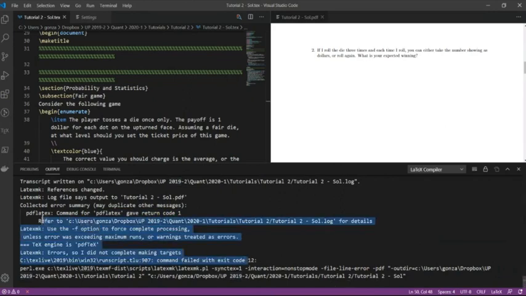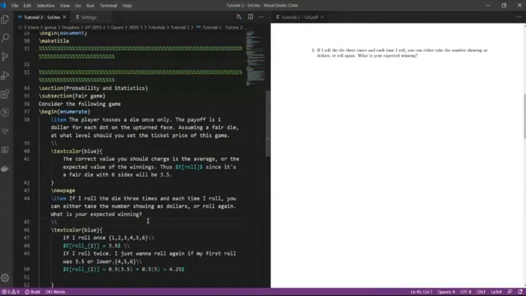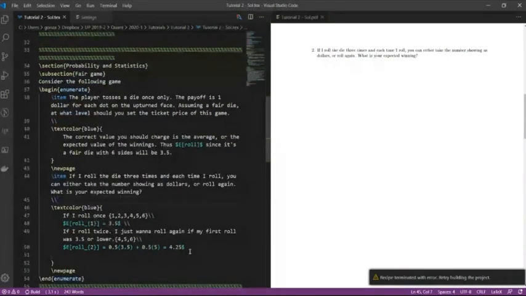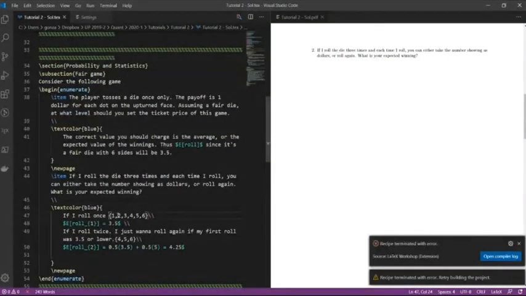I believe there's no error. Let's save again. Yeah, no, there is an error. Oh, I get it. It's this thing. Should be fine now.